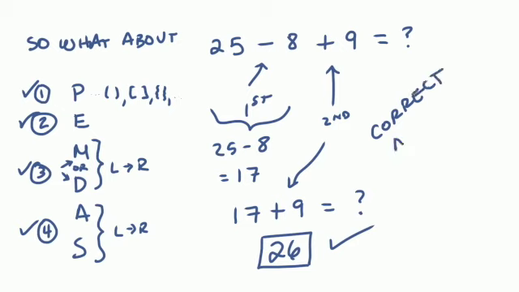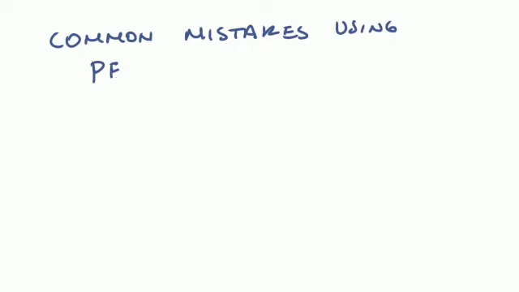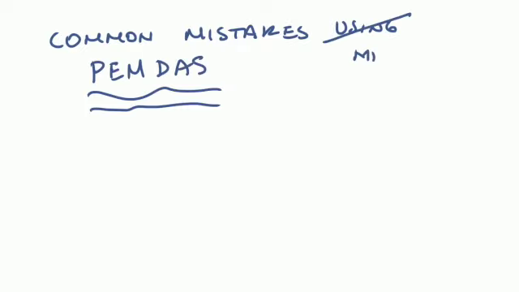It looked very complicated, but following PEMDAS, the order of operations, we were able to come up with a correct answer, 26. Now let's go over some of the common mistakes when using PEMDAS. Rather, not using, but misusing PEMDAS. So let's say that you needed to solve the following expression. 10 minus 2 times 4 plus 1.